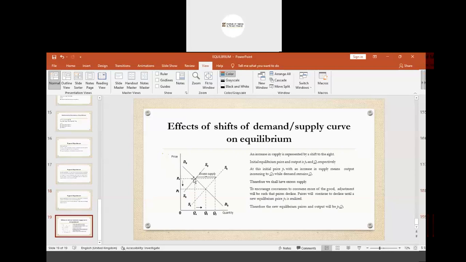Our initial curves are D0 and S0, where the initial equilibrium is PE and QE. If there's an increase in supply, which is represented by a shift to the right of the supply curve, initially we have excess supply, but market forces push us to a new equilibrium. This can be repeated either by shifting demand or whichever curve would shift, or even simultaneously.